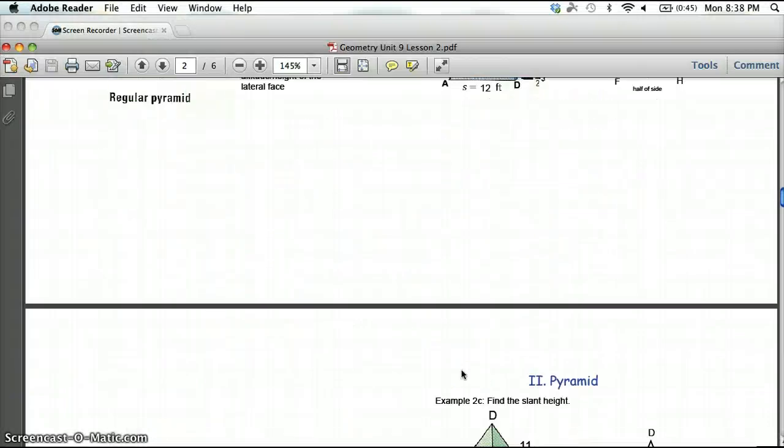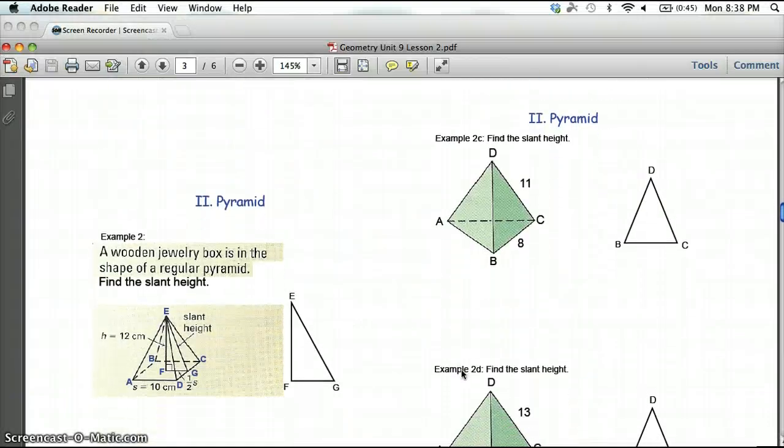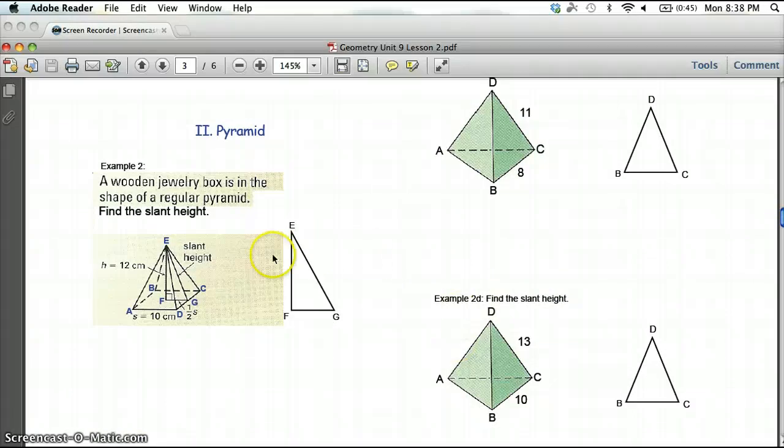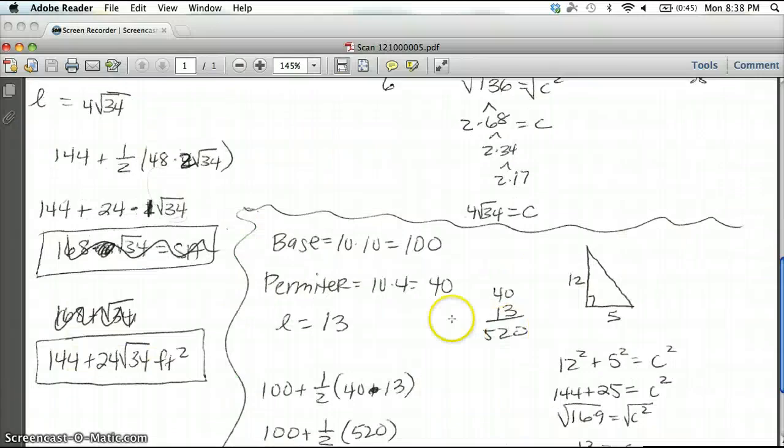Okay, so let's go ahead and look at the next example. My next example, it's the same thing. We've got our base. Our base is a square, so 10 times 10 is 100. So my base is 100. My perimeter, all four sides of our square are going to be 10. So 10 times 4 is 40.